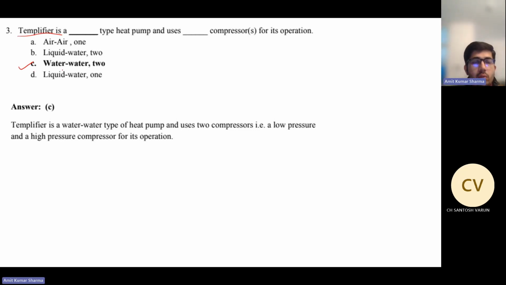Templifier we use to recover the maximum heat. So it is a water type heat pump and uses two compressors. One is low pressure and the other is high pressure compressor for its operation.